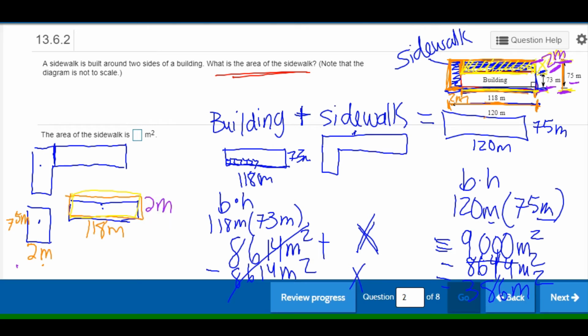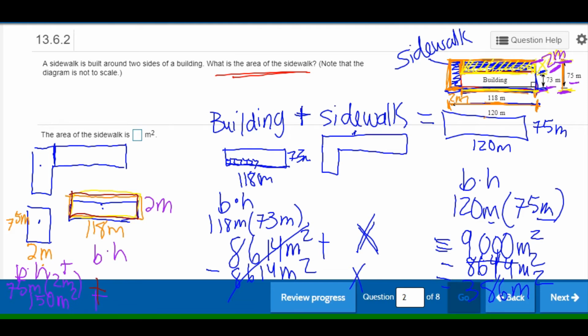So I can use my formula base times height plus base times height because I have two rectangles. And then I can substitute 75 meters here times 2 meters. 75 times 2 is equivalent to 150 meters squared, because meters times meters is meters squared. And now I need to find the area of this other portion. And when I add them together, I can see how much space they are taking up together.